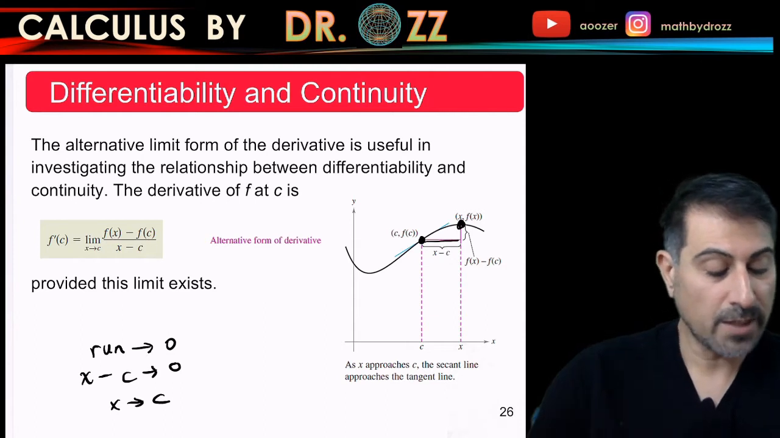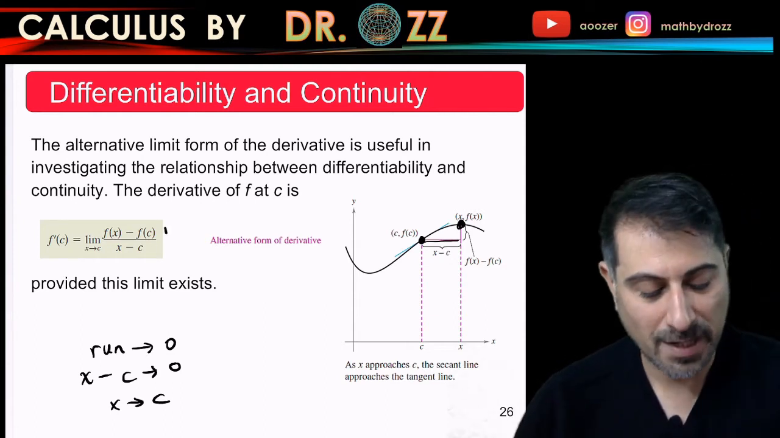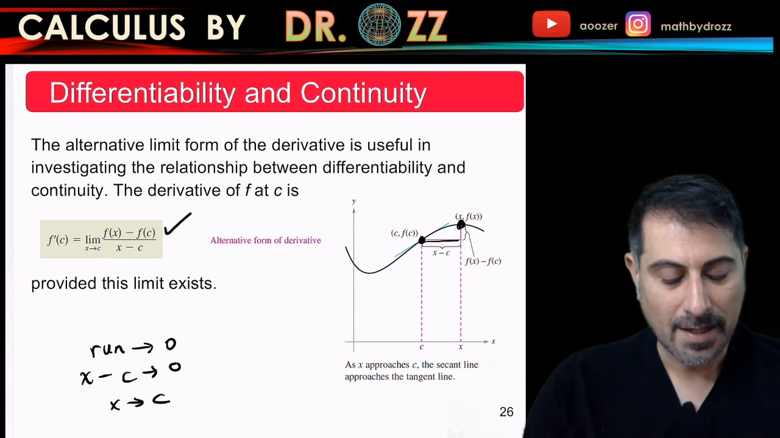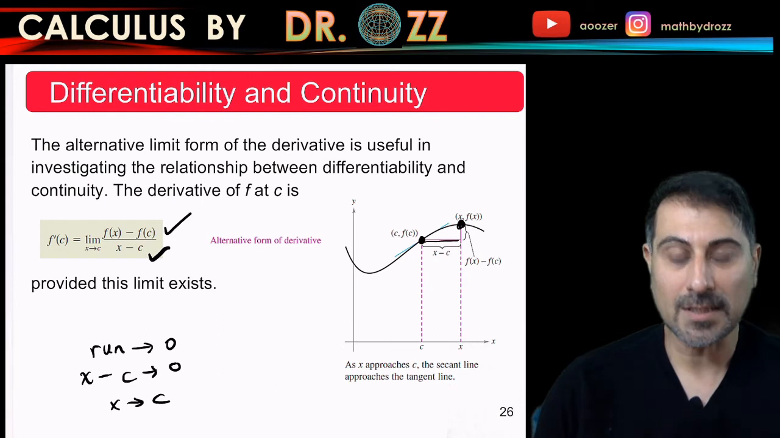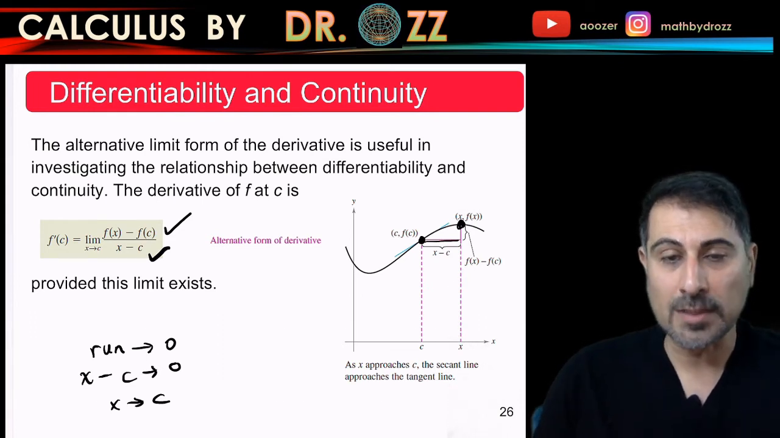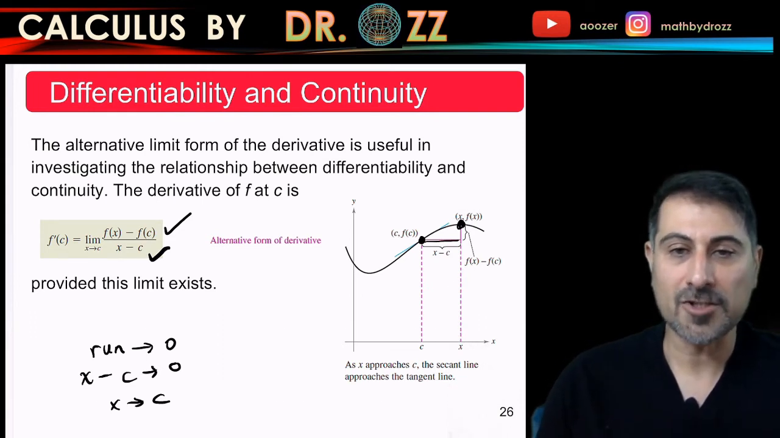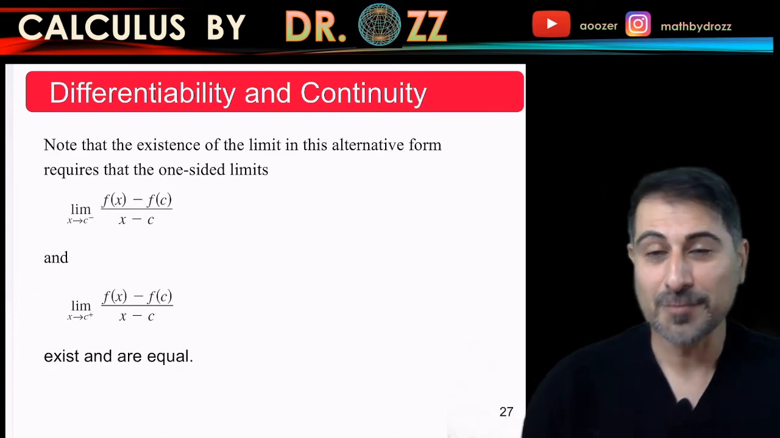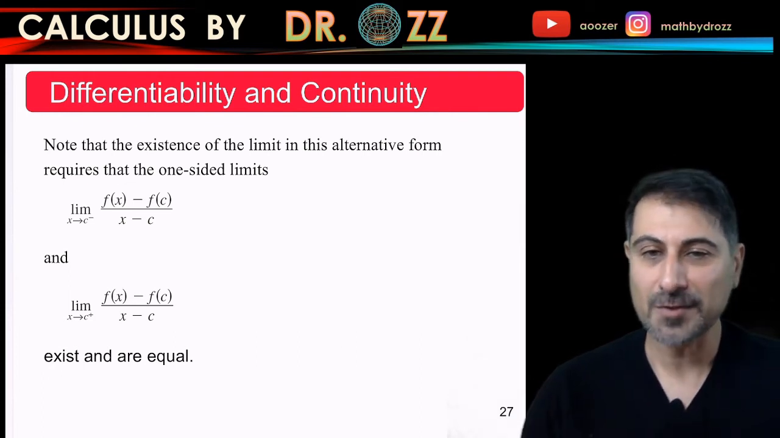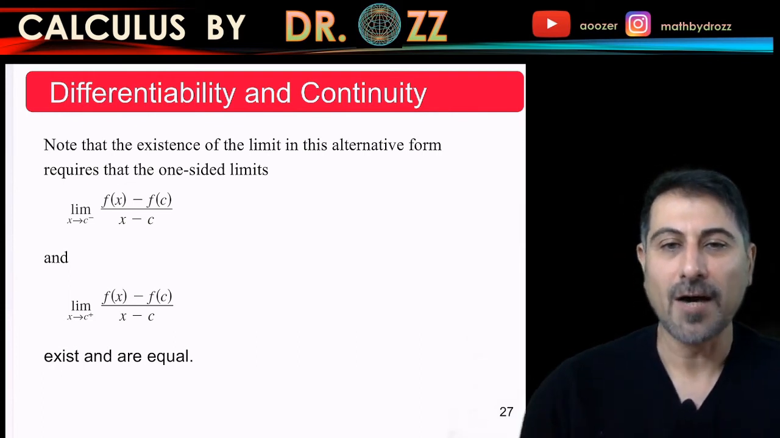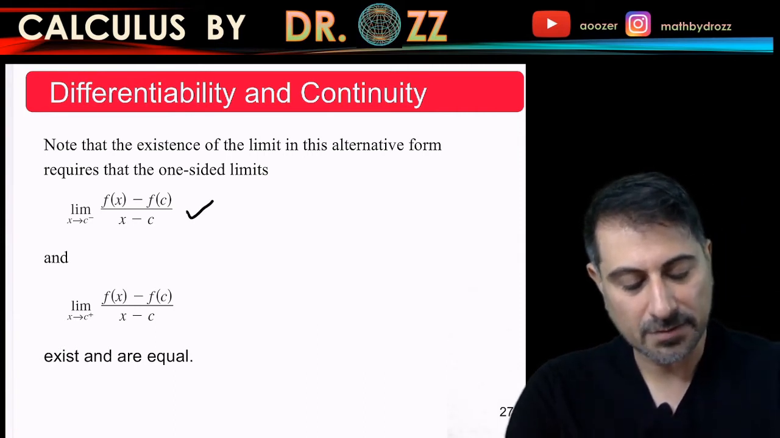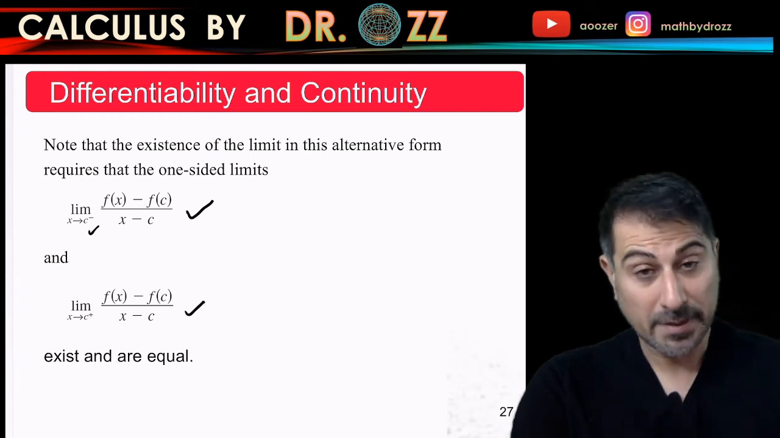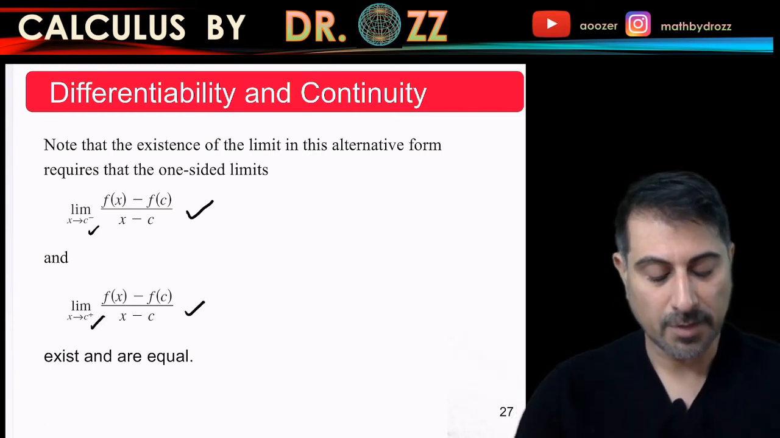Now the rise over run turns out to be f of x minus f of c divided by x minus c, which is the run, and we let x approach c. This limit is equivalent to the earlier definition of the derivative at point c. Recalling from chapter 2, when we talk about the existence of limits, we also talk about the existence of one-sided limits: the limit as x approaches c from the left, and the limit as x approaches c from the right.